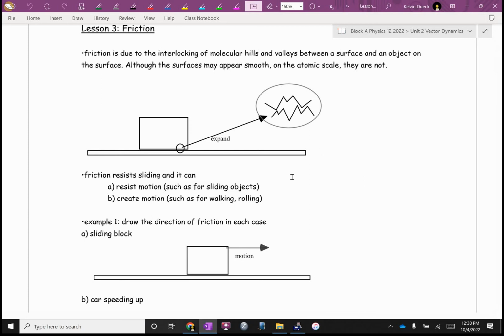That means that friction can resist motion, like when you're trying to slide, say, a table across the floor, but it can also create motion for walking or rolling.